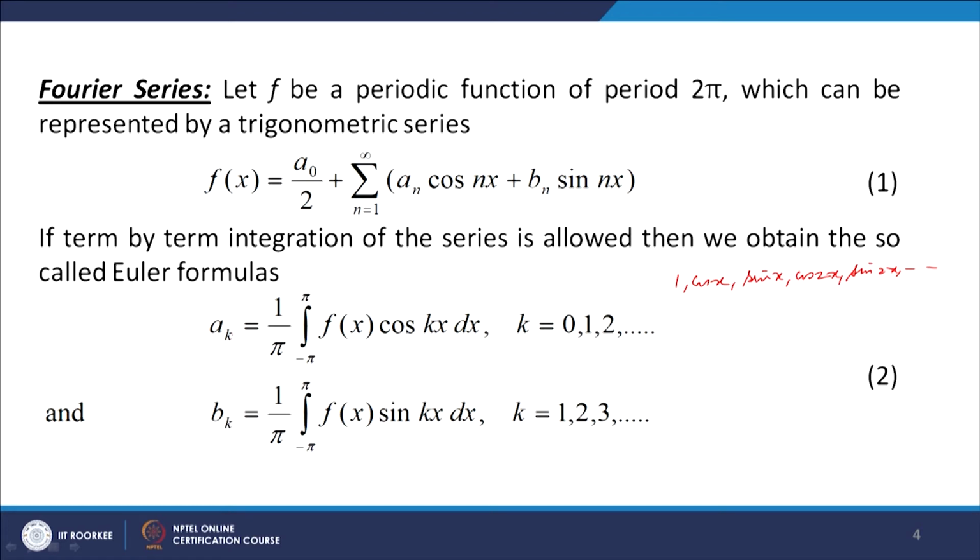So, what we have from this equation: when you multiply equation 1 by cos m x and integrate over the interval minus pi to pi, then a m will survive. n will be equal to m, then only we will get a non-zero value here, otherwise it is all 0. So, we get a m, and m is arbitrary. So, we get a k equal to 1 over pi integral minus pi to pi f x cos k x dx. This includes this a naught also. So, we have k equal to 0, 1, 2 and so on, and these b n's are given by this formula, b k equal to 1 over pi integral minus pi to pi f x sin k x dx.